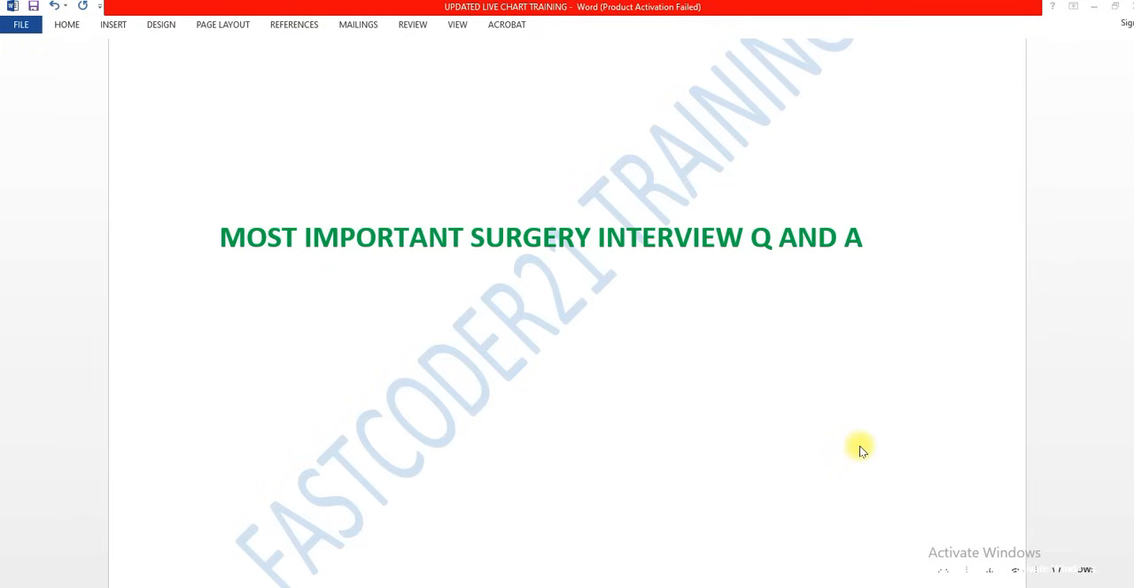Next. Any doubt in modifiers? Those are very, very important. Could you please explain 57? Modifier 57 is for a major procedure. Along with the E&M, if the physician decides to perform a major procedure, we need to append 57. It's the decision for surgery.